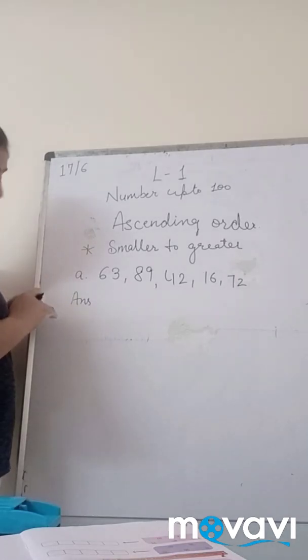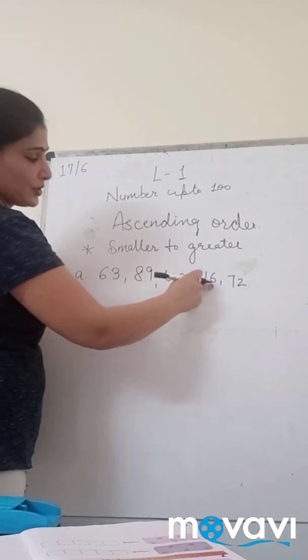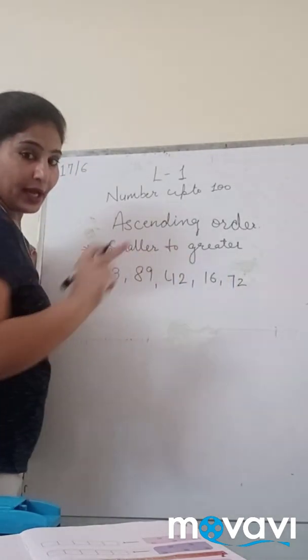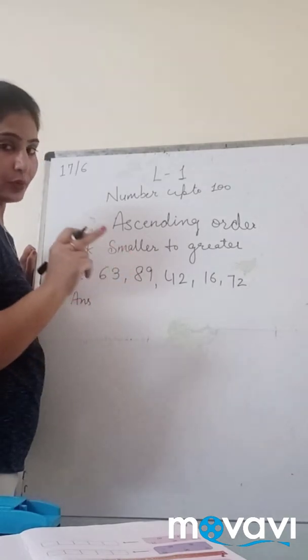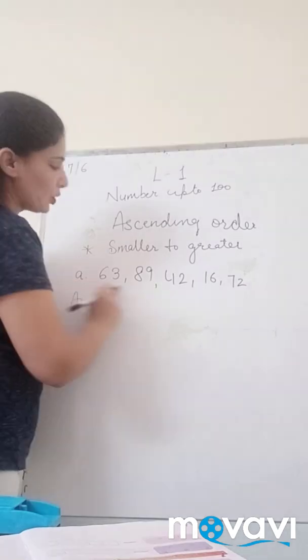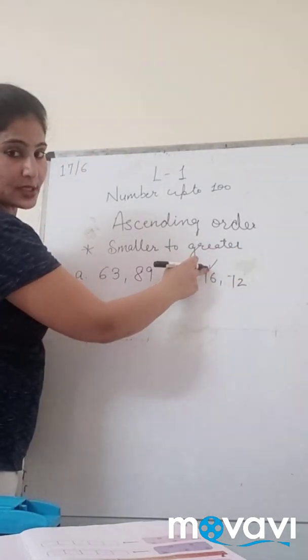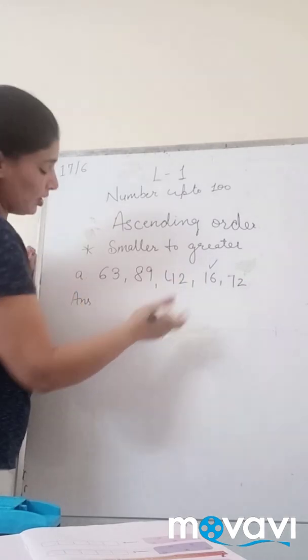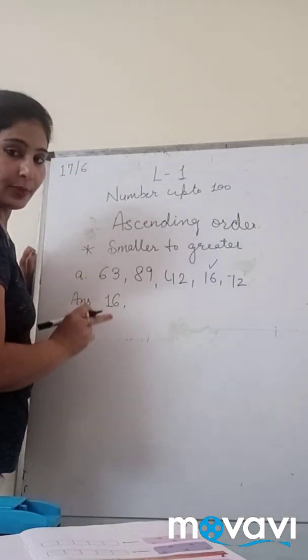So your question is 63, 89, 42, 16 and 72. And I told you that to start ascending order, we always start with the smaller number. So I can see that 16 is the smaller number. I put a tick on the 16. मैंने 16 को tick कर लिया और I'll write 16 here. मैंने 16 को यहाँ पर लिख भी दिया.